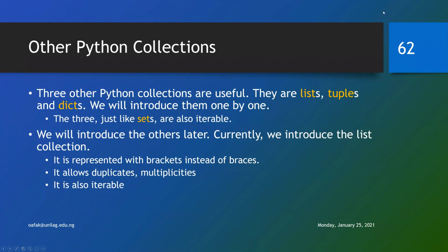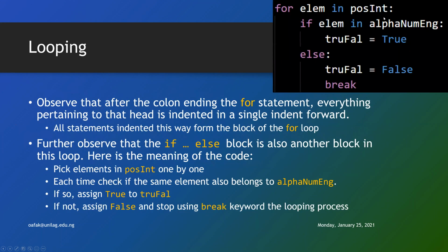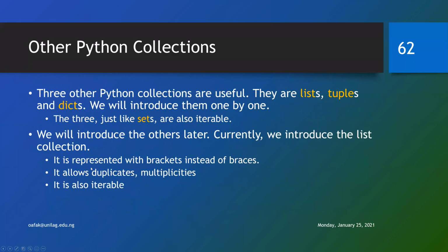Right now, this is a set. It could be a list. And this one is a set. It also could be a list. So sets and lists are iterables. The only thing is that lists can contain duplicates, and you use brackets instead of braces for lists. It allows duplicates and multiplicities.